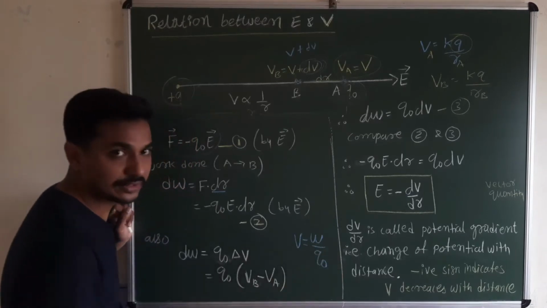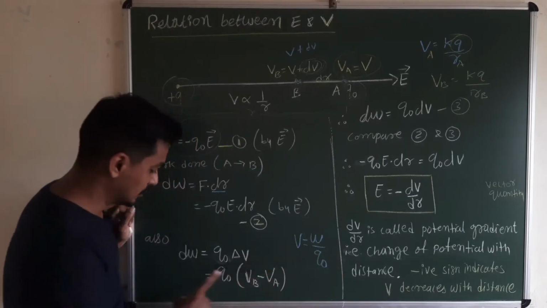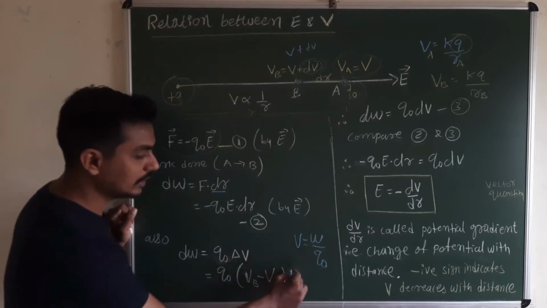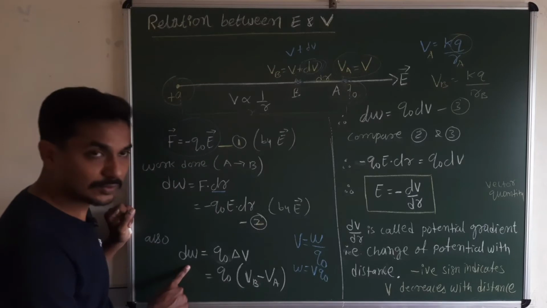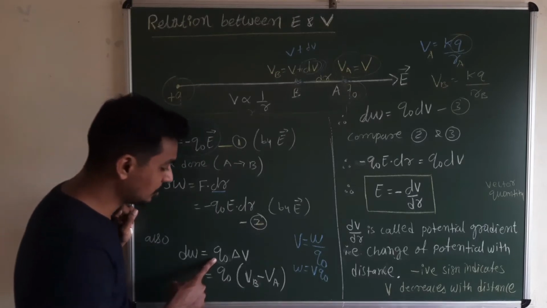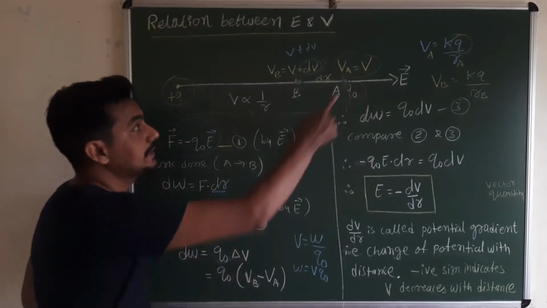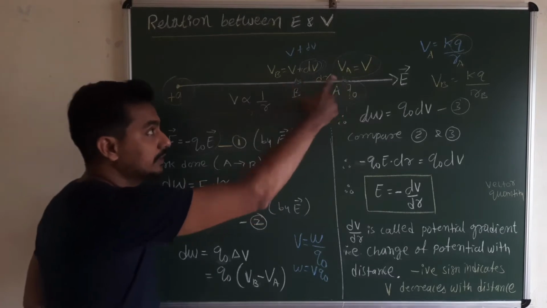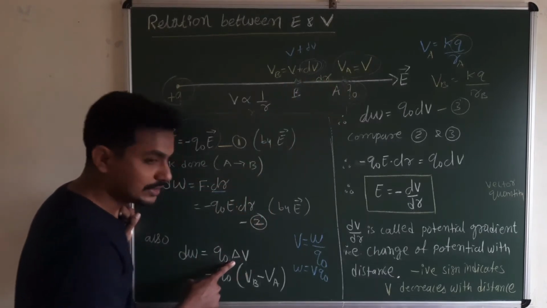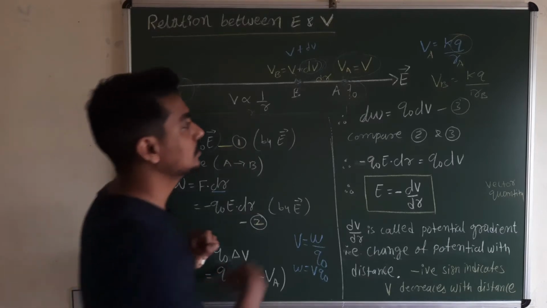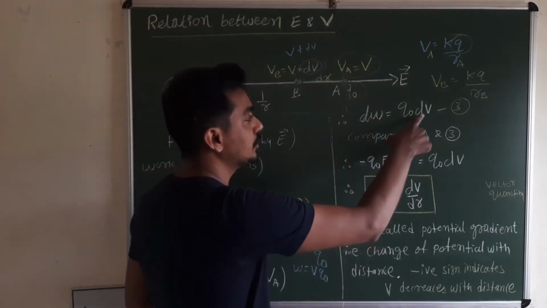We know this relation, where this is the test charge. So here dW, that is work done, is equal to V into Q naught. So small work done is equal to Q naught delta V, that is the potential difference between these 2 points. So work done is equal to charge into potential difference. So dW is equal to Q naught dV.